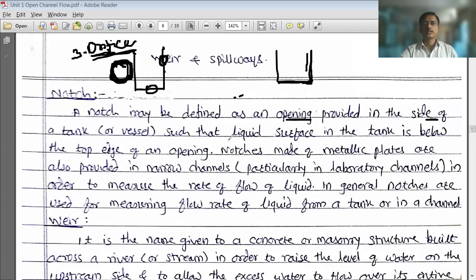So that difference we should understand, we should know. Okay, such that now the difference is here. Liquid surface in the tank is below the top edge of an opening.